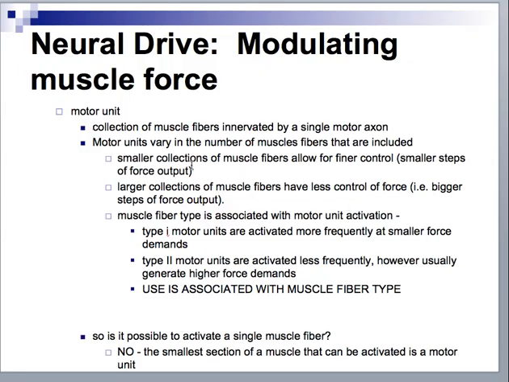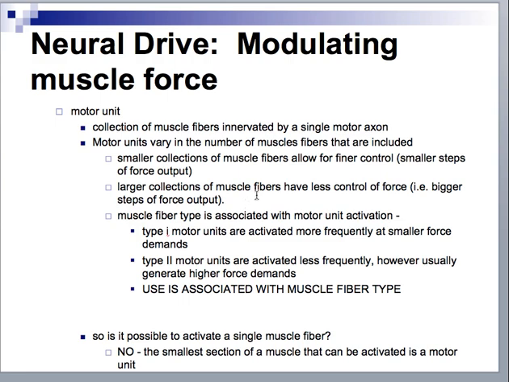There's some rules about motor units. One is that the number of myofibrils that a motor unit innervates can vary. And essentially, smaller collections of myofibrils or muscle cells means that there's finer control. In other words, there's smaller steps in force output. Larger collections of myofibrils connected to an alpha motor neuron means that there's bigger steps in the force output, meaning that it's less fine control.